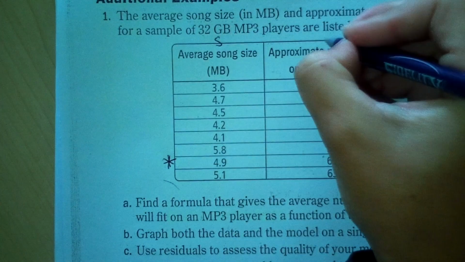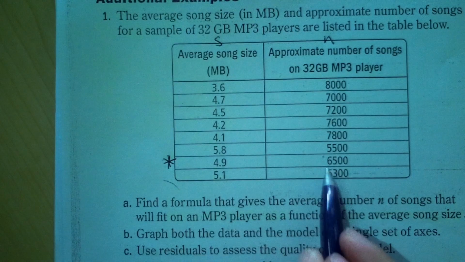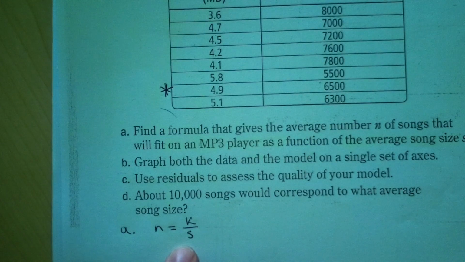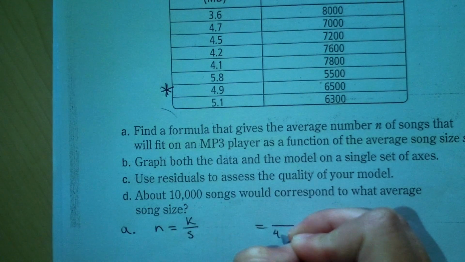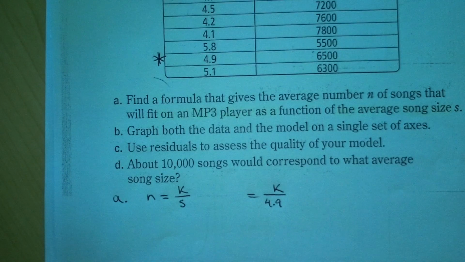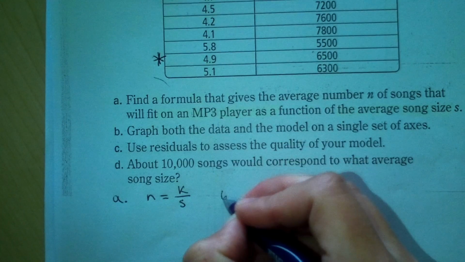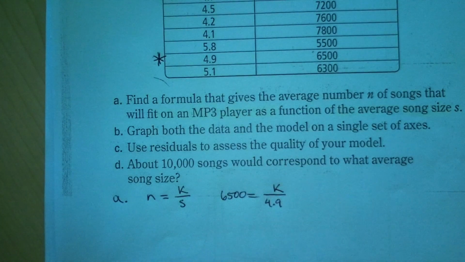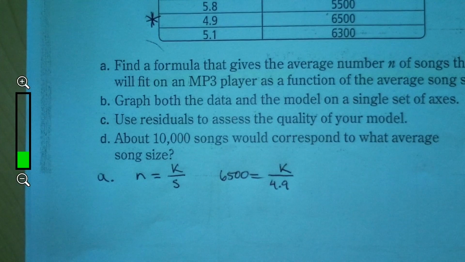I'm trying to find my constant of variation, the k. And then the n that goes with my 4.9 is that 6500. So I'm going to put that there. And then you would just want to solve for your k. So to get ready to divide there, you would multiply by 4.9 on each side, and then your k would end up being 31,850 when you multiply that out. So that would be our constant of variation.